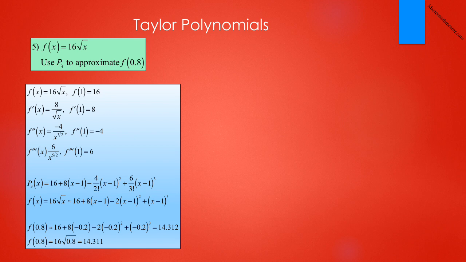Therefore, f of 0.8 is approximately equal to 16 plus 8 times negative 0.2 minus 2 times negative 0.2 squared plus negative 0.2 cubed, and that gives 14.312. If we actually take f of 0.8, we get 16 times the square root of 0.8, which is 14.311. So we are accurate to 0.001.